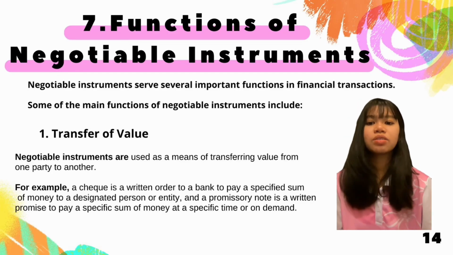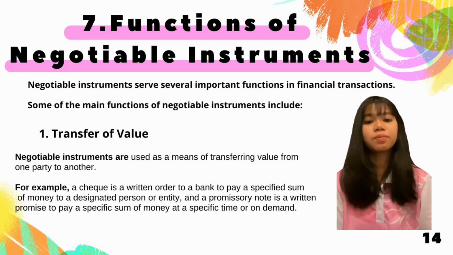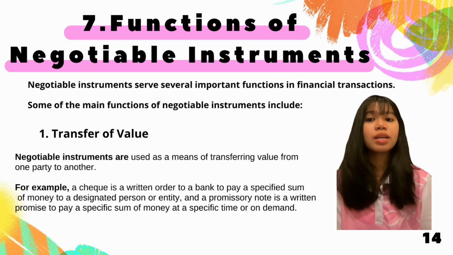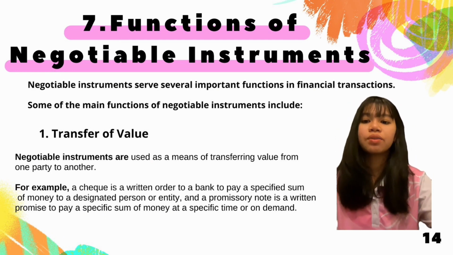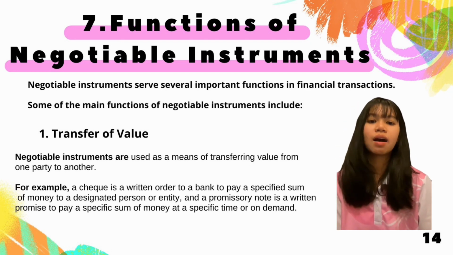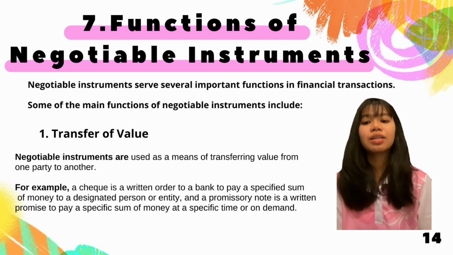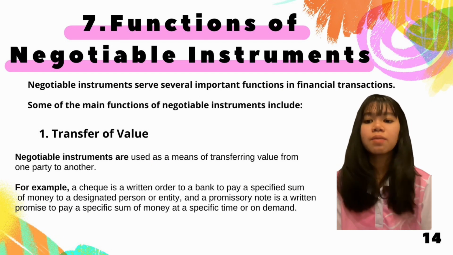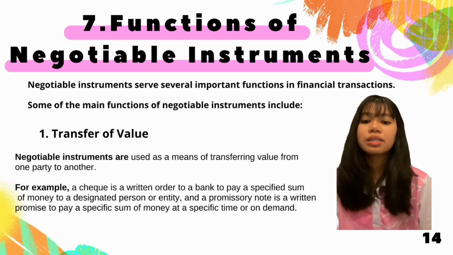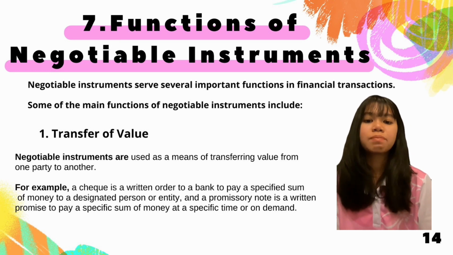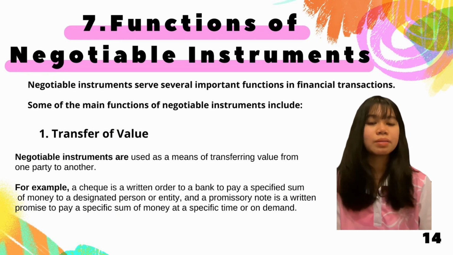Function of negotiable instruments. Negotiable instruments serve several important functions in financial transactions. Some of the main functions of negotiable instruments include: 1. Transfer of value. Negotiable instruments are used as a means of transferring value from one party to another. For example, a check is a written order to a bank to pay a specified sum of money to a designated person or entity, and a promissory note is a written promise to pay a specified sum of money at a specified time or on demand.